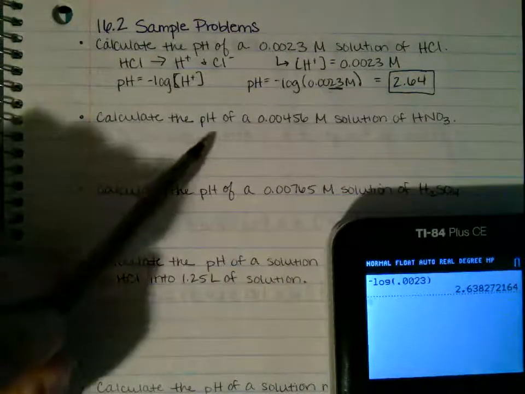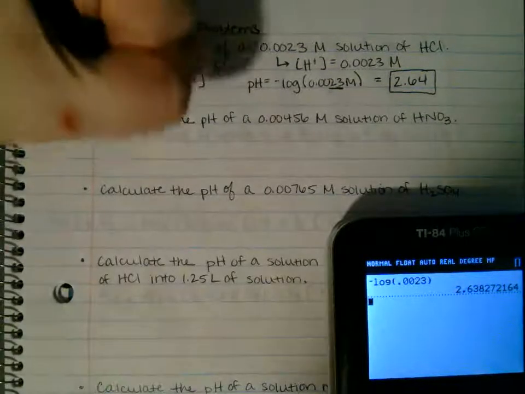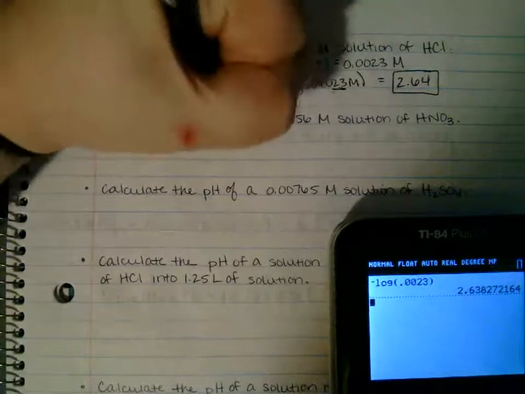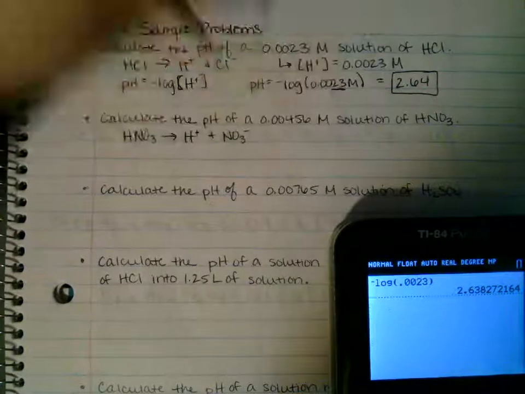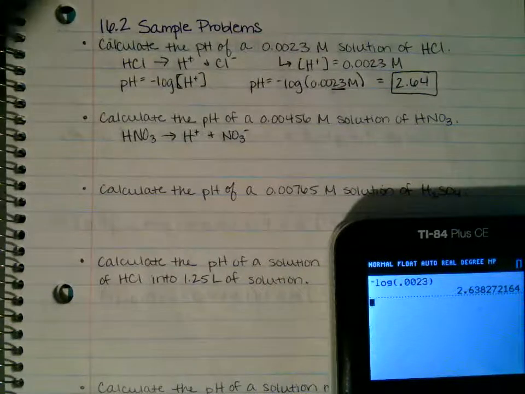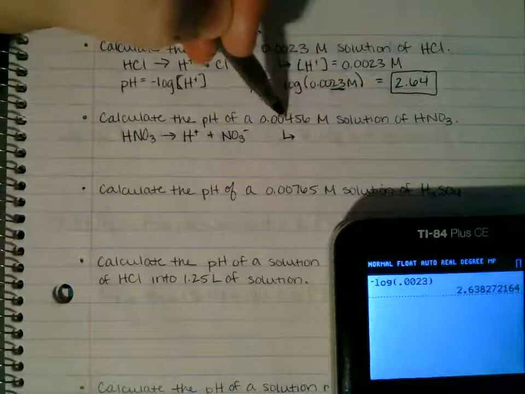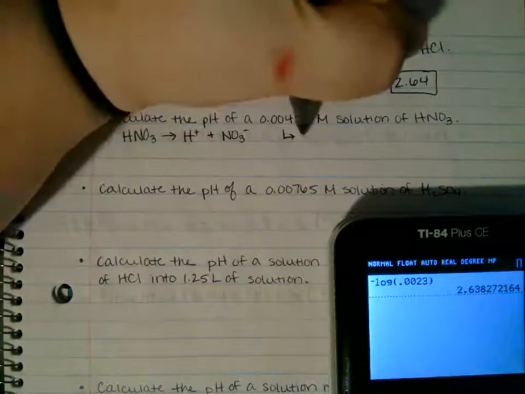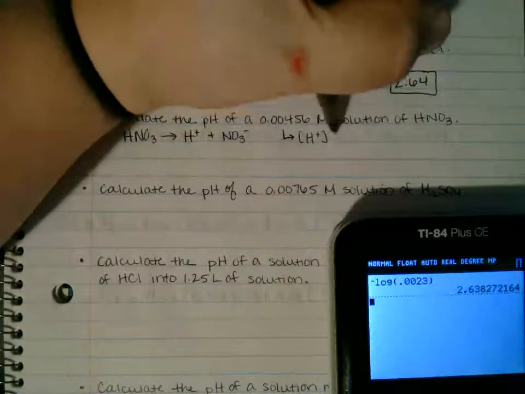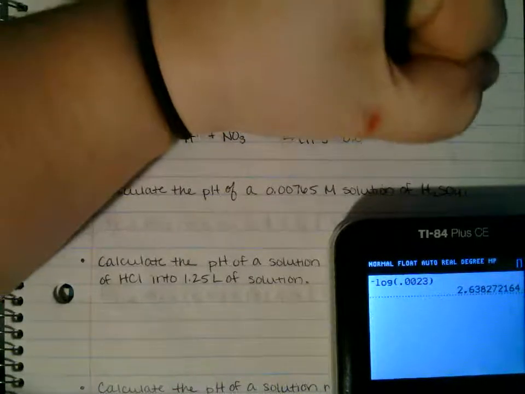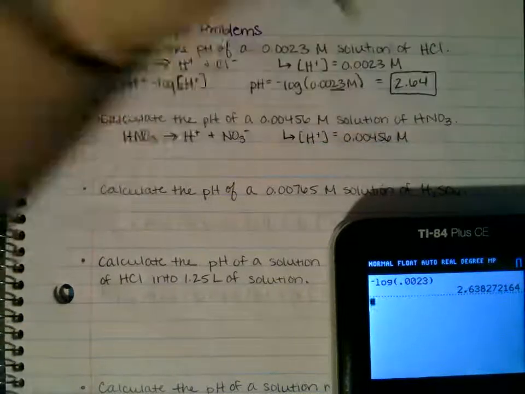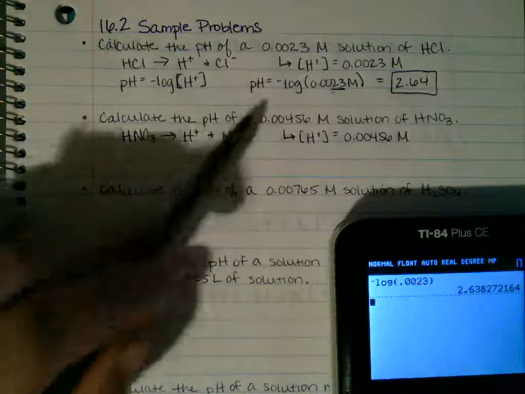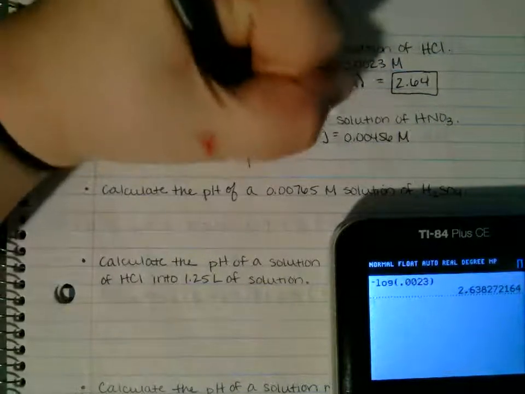Now we have a similar problem, but now we have nitric acid. Same thing, it's a strong acid, meaning it dissociates into H+ and NO3- ions completely. Because this is a 1-to-1 mole ratio here, that also means that our hydrogen ion concentration is 0.00456 molar. Same thing, pH is the negative log.